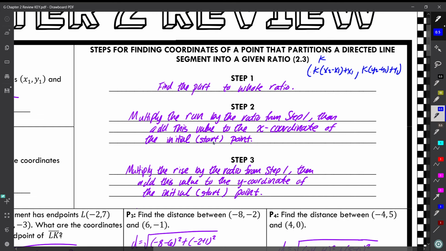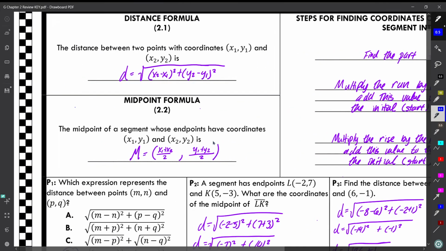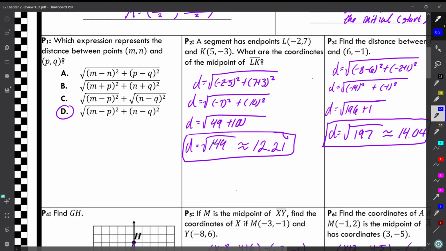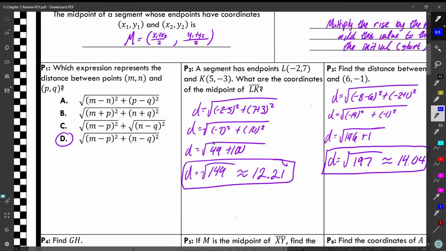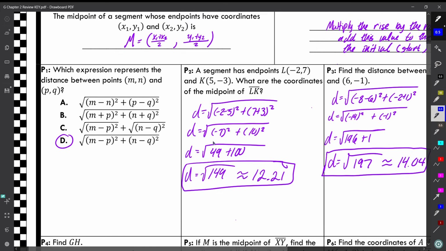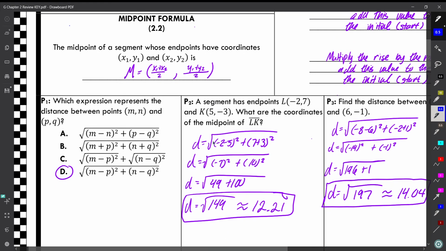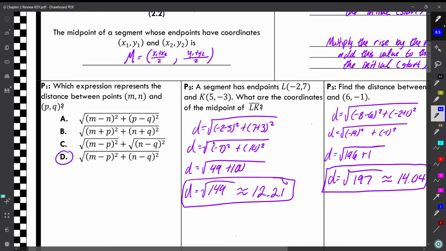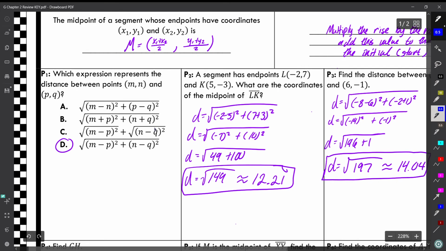Okay, so let's go. Number one, which expression represents the distance between points MN and PQ? Okay, distance formula. Obviously C can be thrown out because it doesn't look like the distance formula. It's two separate things. And then we look for the one, our 2 points have x coordinates M and P, so we'll look for the one that subtracts M and P.